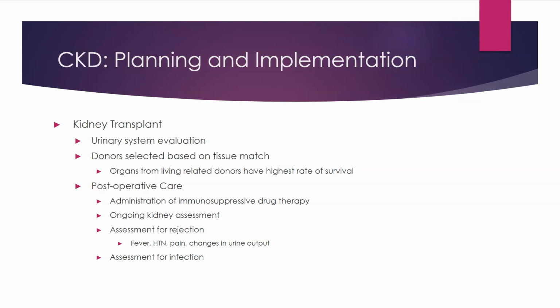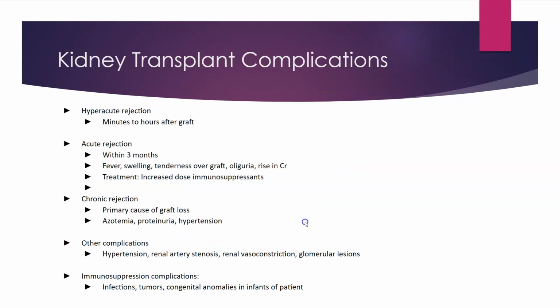Ongoing kidney assessment with this one, what's your output doing with this one? That's one of the main features of this, and we can look at BUN and creatinine. And then look for any signs and symptoms of rejection. We'll talk about that more on the next page. Or signs and symptoms of infection.